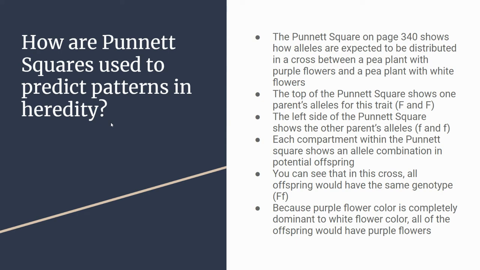Okay? Then I want you to take number 7 and analyze it. What does each compartment of the Punnett square represent? So think back to the notes. Look back through that page 340. What does it represent? Okay.